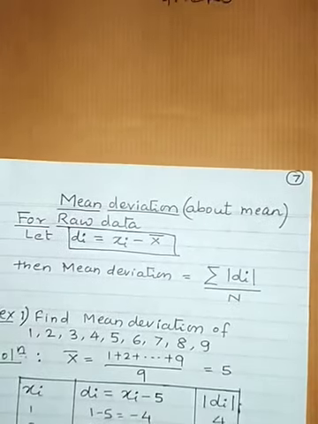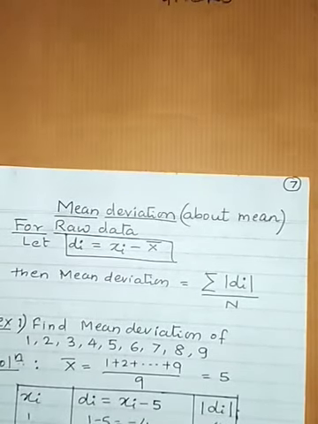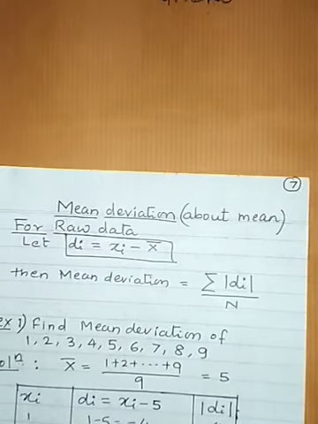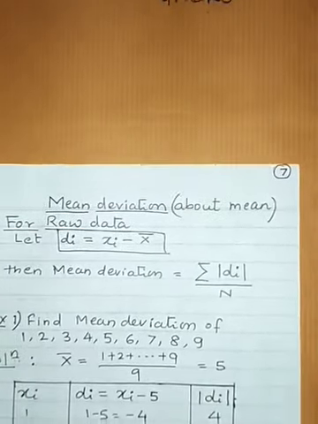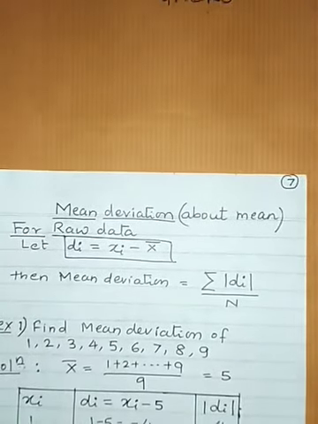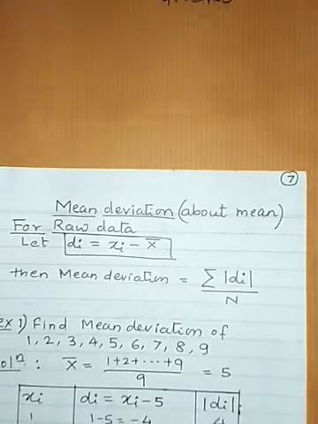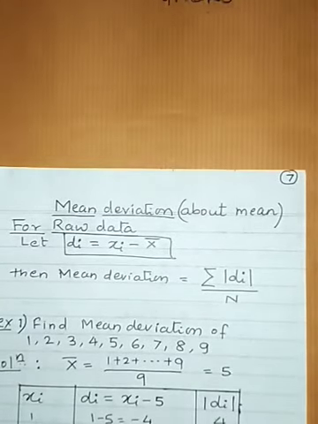First, you have to make a column of xi minus x bar. Do you remember what is x bar? X bar is the average, mean. So make a column of xi minus x bar and call it di, and take modulus of di and take its summation. So the formula for mean deviation is summation mod di upon n.